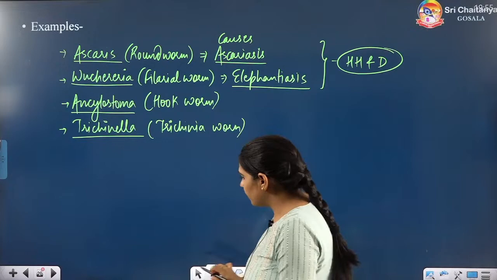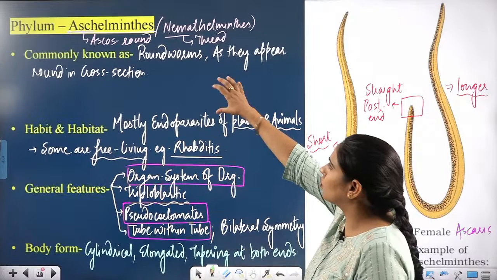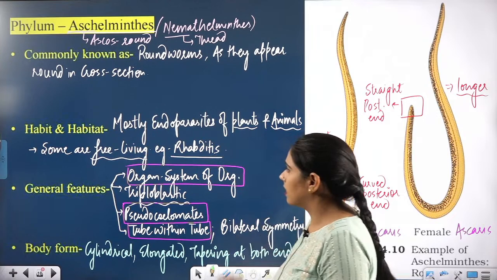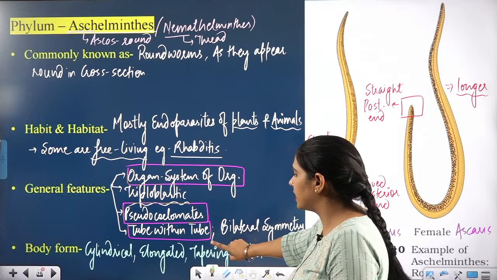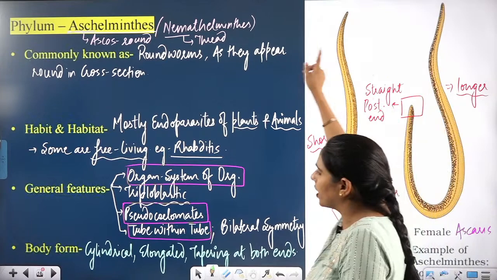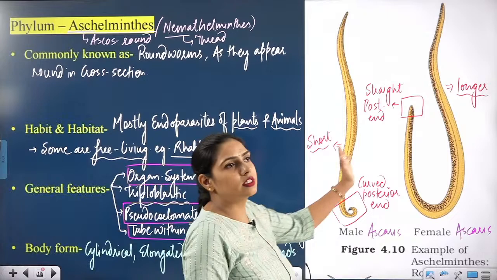So, what have we discussed in Aschelminthes? What are the important points? They are roundworms, also known as nematodes. They are mostly endoparasites of plants as well as animals. Some are free living, like Rhabditis. Organ system level of organization, triploblastic, pseudocoelomates, tube within tube body plan, bilateral symmetry. They are cylindrical, elongated, tapering at both ends. You can see both ends are pointed. You can see the figure of the male and female Ascaris and the differences between them.